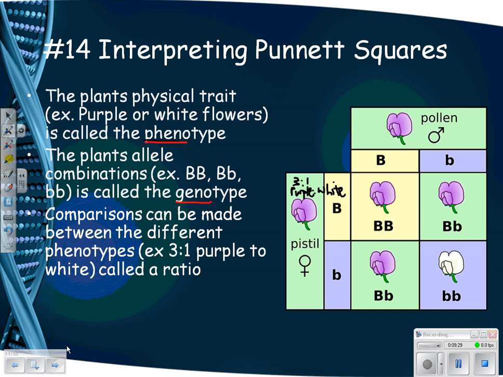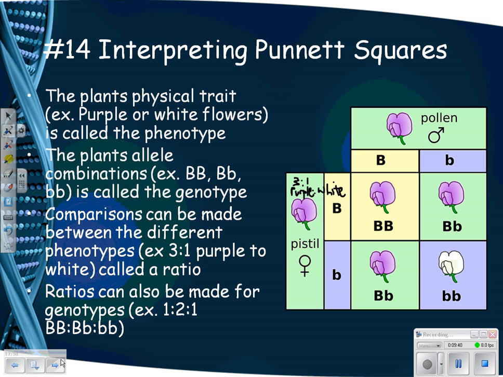Comparisons can be made between the different phenotypes, like 3 to 1, purple to white. And ratios can also be made for genotypes like 1 to 2 to 1. You always have to put the label with the ratio. You can't just say 3 to 1. You have to say 3 to 1 purple to white, or for genotypes 1 to 2 to 1, big B big B to big B little b to little b little b. And it's easier to write it than it is to say that, especially when you have so many b's.